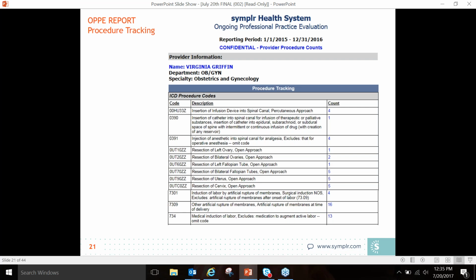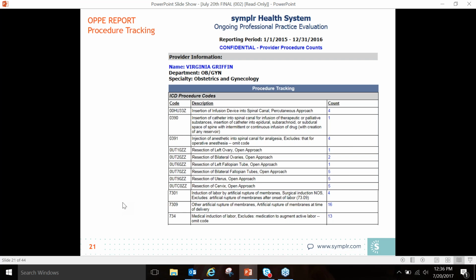And again, a very useful tool, not just for Joint Commission audits or running your OPPE report, but also as a management tool for your physician leaders and your quality folks to say, okay, looks like Dr. Griffin is performing 16 of 7309 here toward the bottom. You know, her colleagues are performing an average of 10. So why is she doing more on average than her colleagues? And maybe it's very, very explainable. Maybe that's her specialty. Maybe that's what she does.